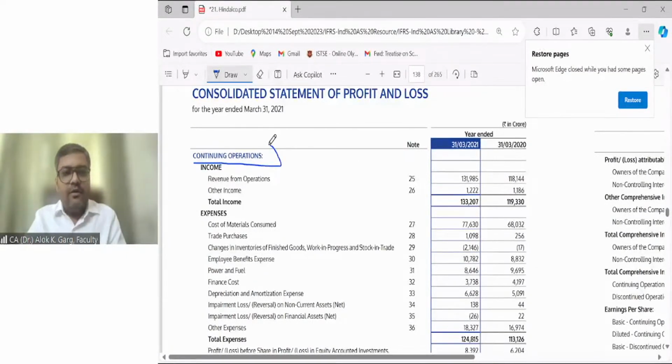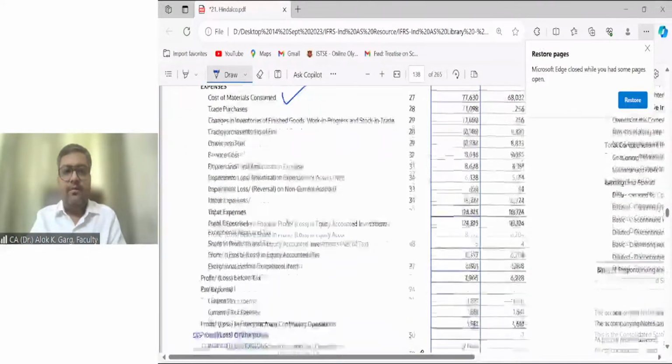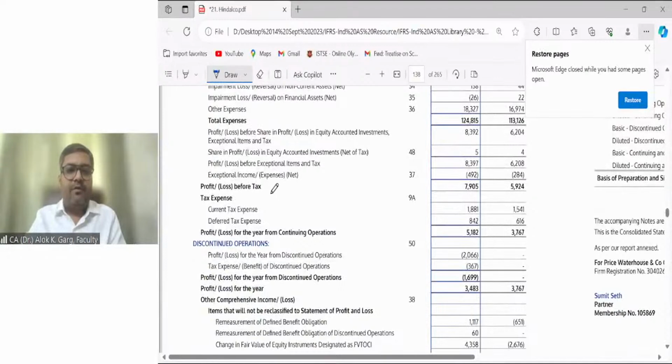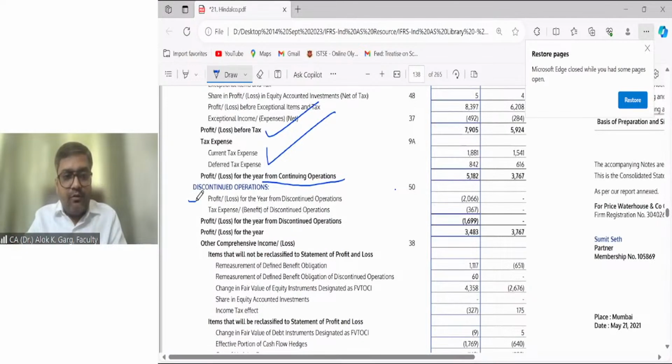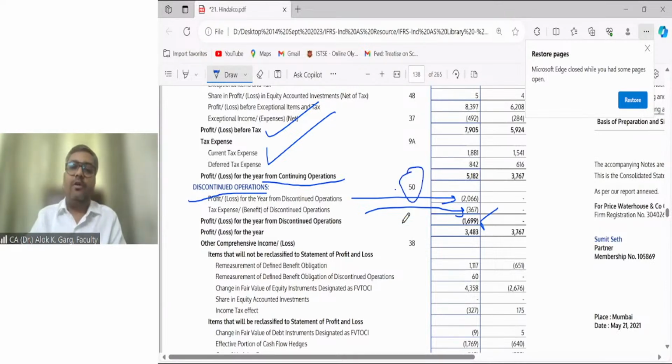Can you see continuing operation? There is an income, there is an expense, right? From continuing operation there is a PBT, profit and loss before tax. There is a tax expense. There is a profit or loss from continuing operations. Then there is a caption called discontinued operation. The profit before tax is there, and the tax impact is there, and there is a profit or loss for the year from discontinued operation, 1699. Please see note number 50.